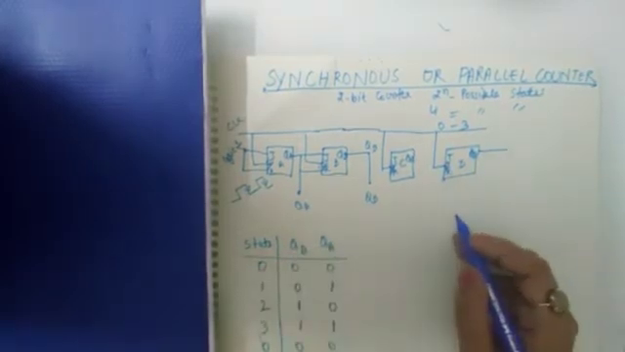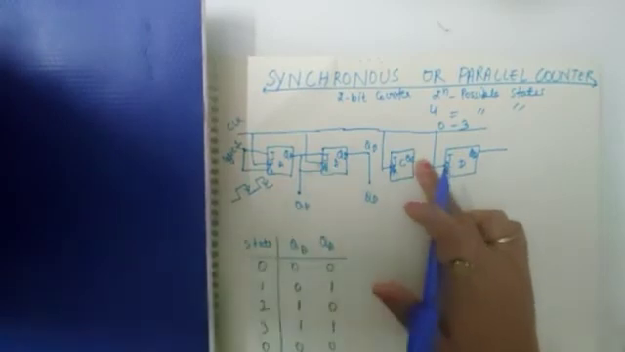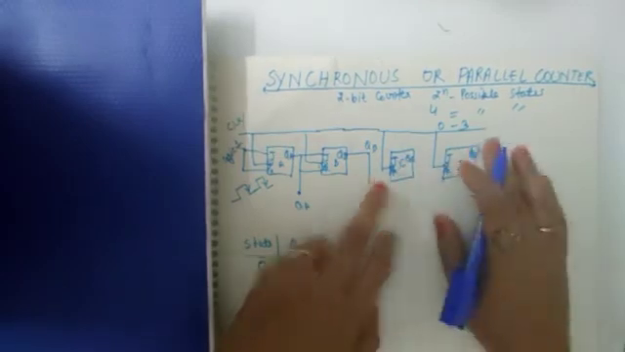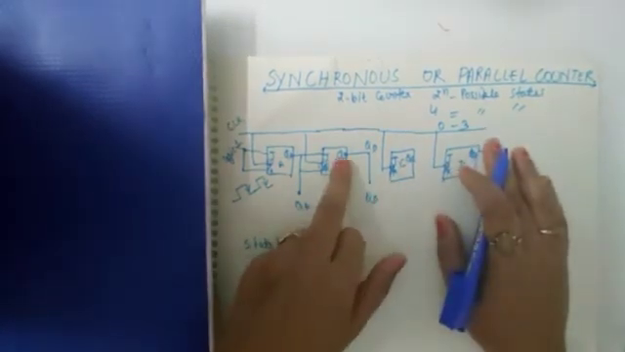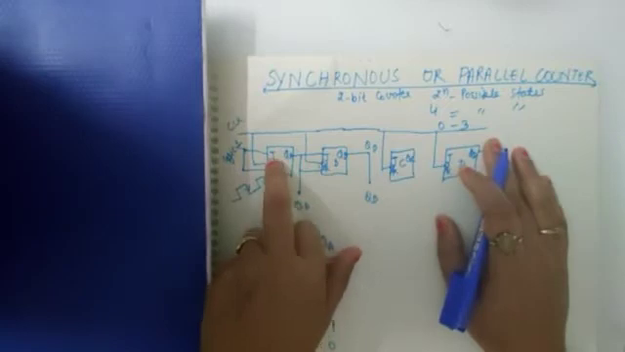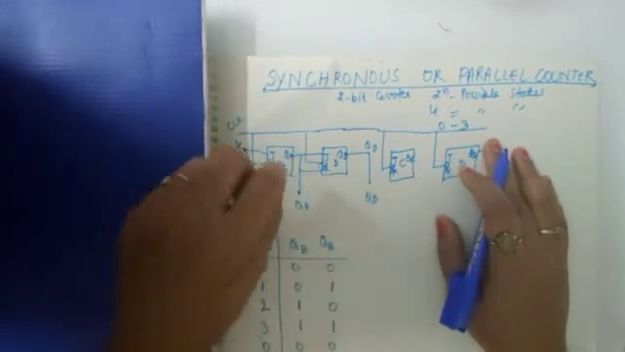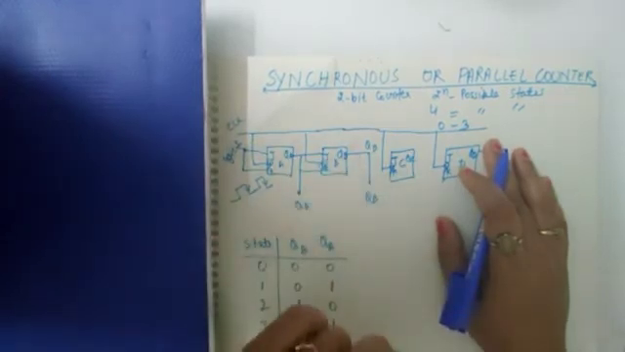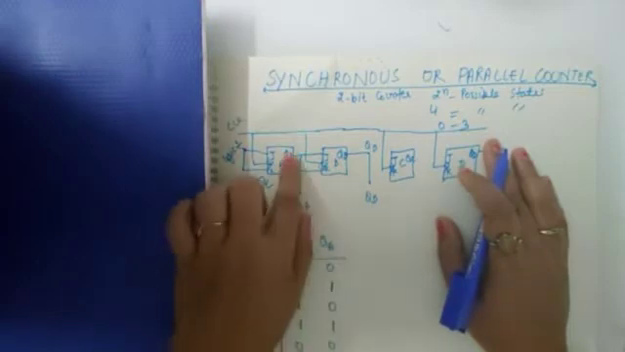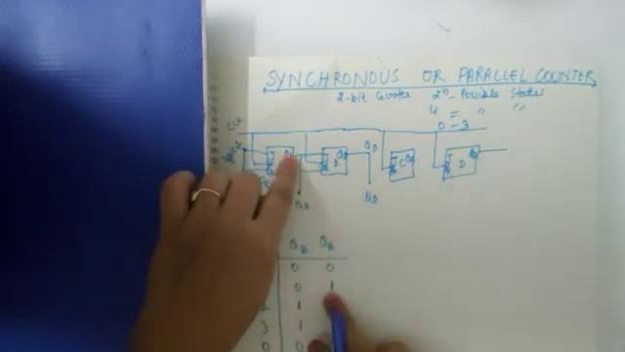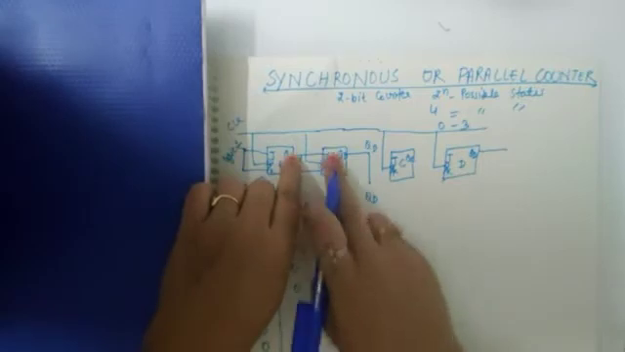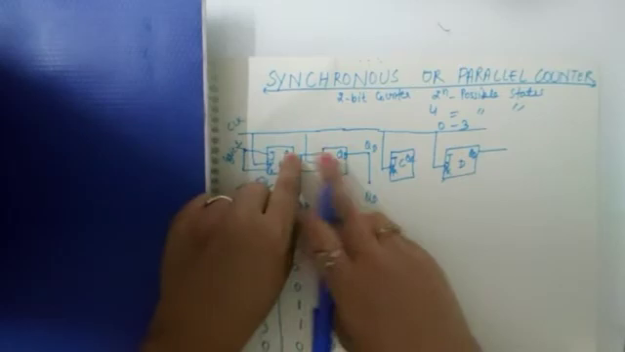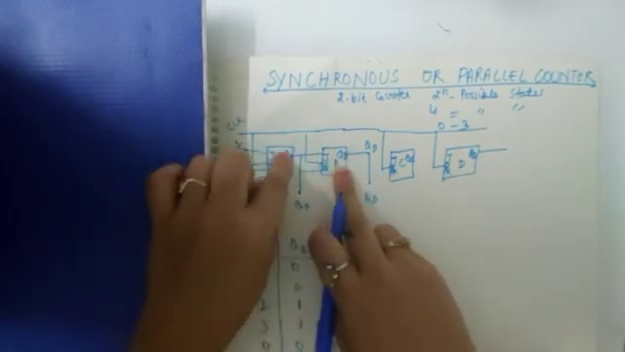Now in what way does QB reach QC? We cannot directly give QB to the J input of the C flip-flop, because QB comes from QA only. When the QA output was 1, then only QB occurs; then only the second flip-flop changes the state. Because when 1 is fed to the input of JK, then only it changes the state. If it was 0, it will not change the state. So it will only change the state when QA was 1.